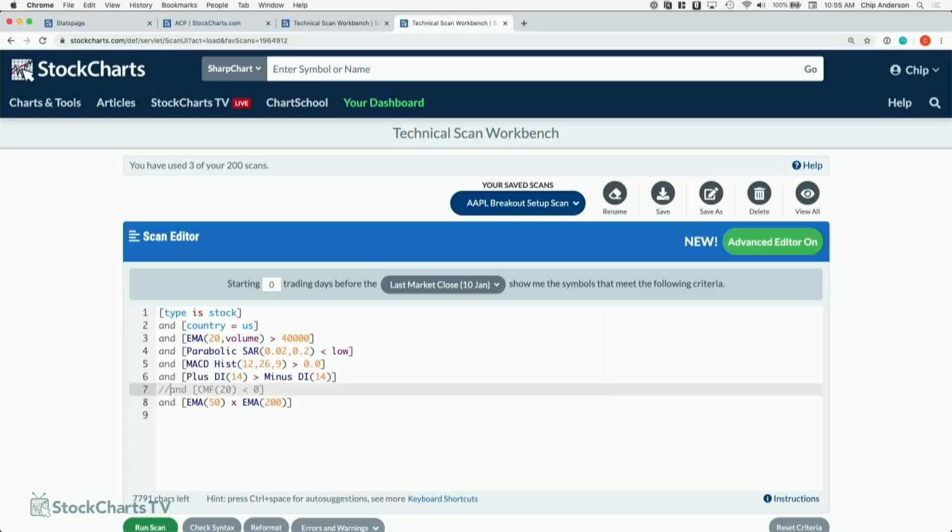Hopefully you picked up on it. And you can then continue. You could turn this one off and you could turn that one off, for instance, and run your scan in that particular way.